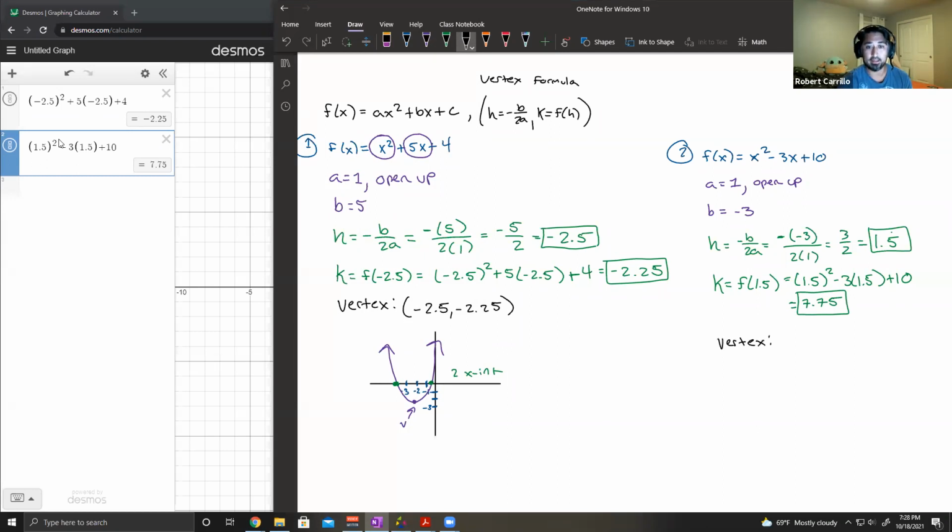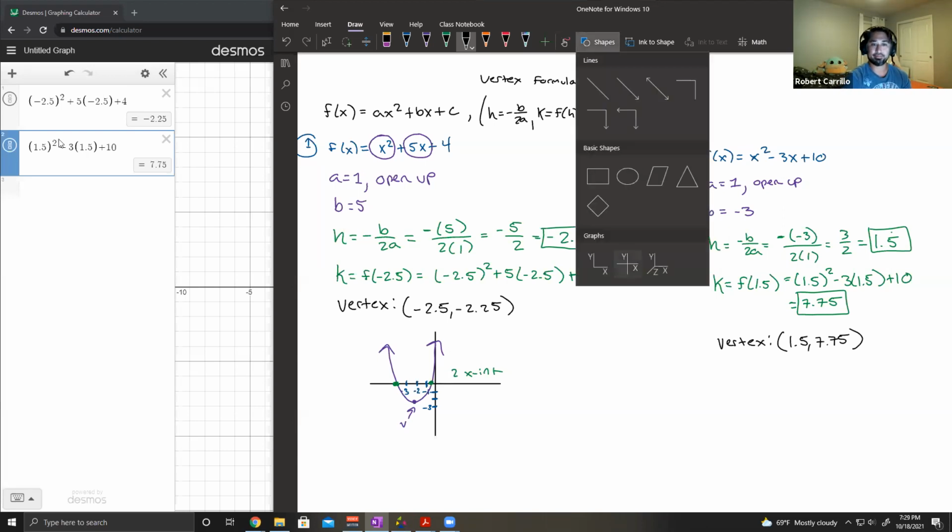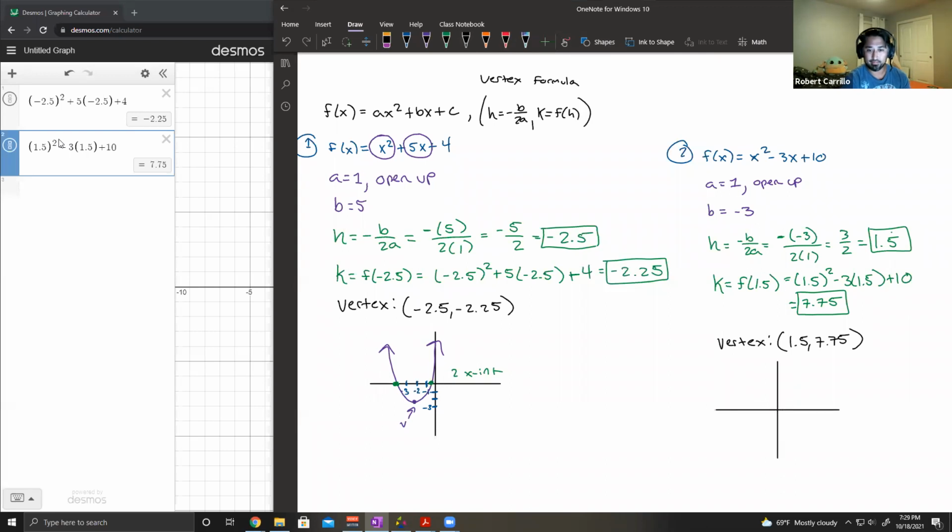My vertex is at 1.5 and 7.75. Such ugly numbers. Draw our sketch, it doesn't have to be perfect. I am at 1.5 on the x-axis. So there's 0, there's 1, and there's 2.